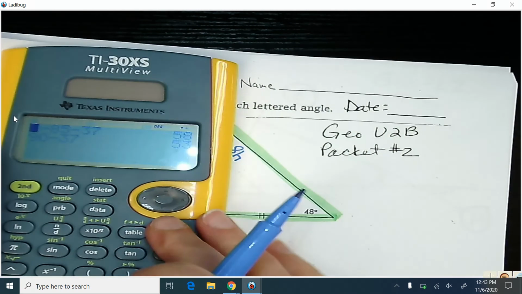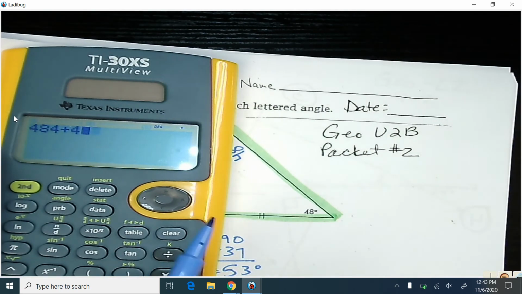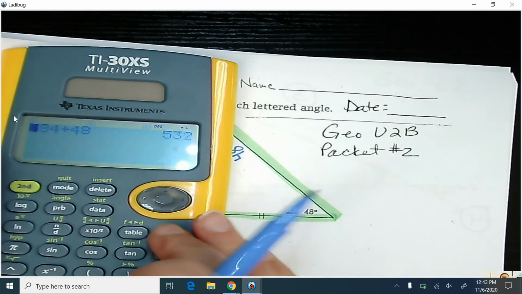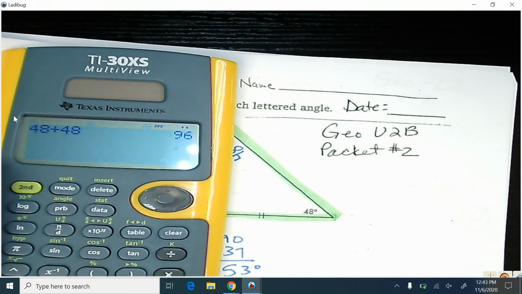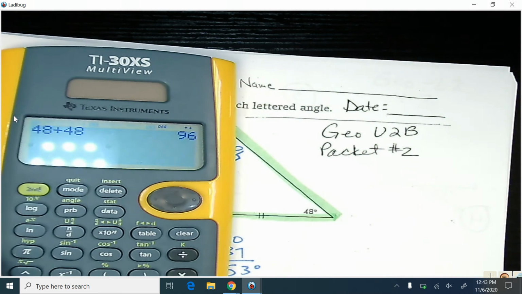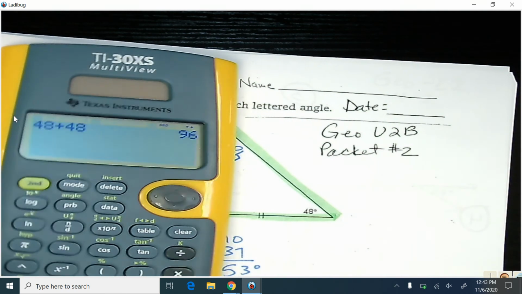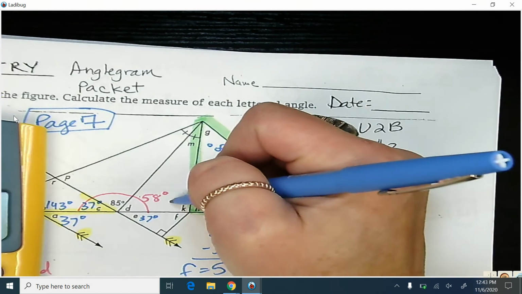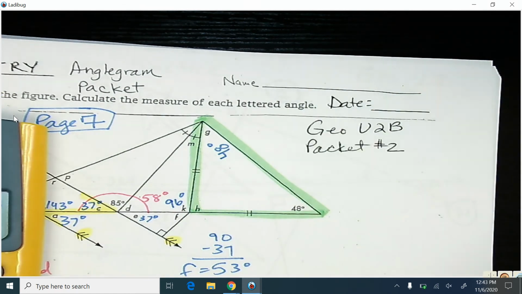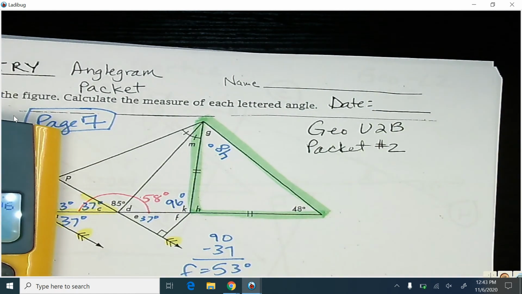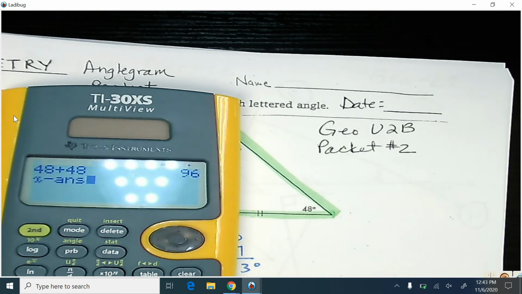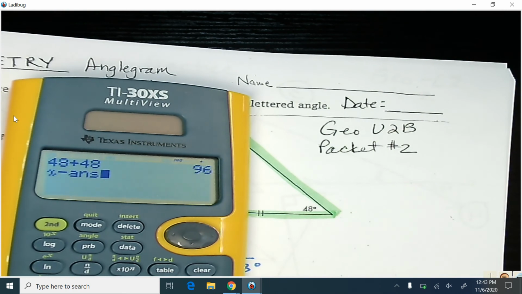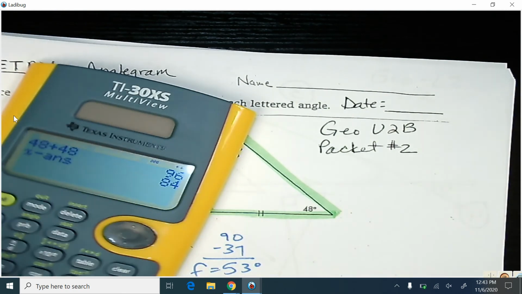I can do 48 plus 48, and you're going to get 96. But remember, and I said that this isn't one that you have to use, but that's your exterior angle. This is going to be 96 degrees when you add those two together. Then you can do 180. Remember, I have X, so X minus my answer. The answer was 96. Then I hit enter and I get 84.